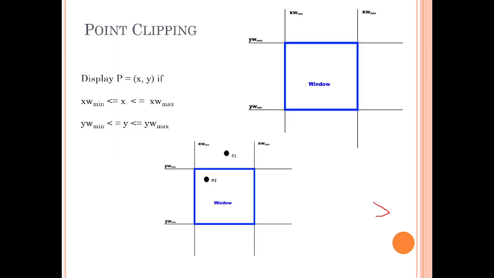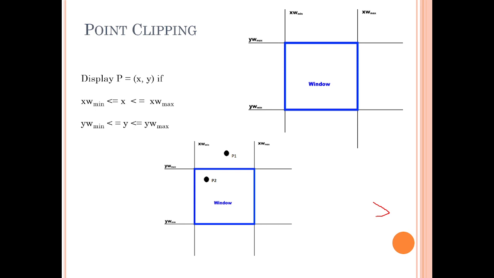See, point clipping. Display P equal to (x, y) if there are four conditions, that is xw min less than or equal to x, xw max greater than or equal to x, yw min less than or equal to y, and yw max greater than or equal to y. Based upon these four conditions, we can identify which point is inside the window and which point is outside of the window.